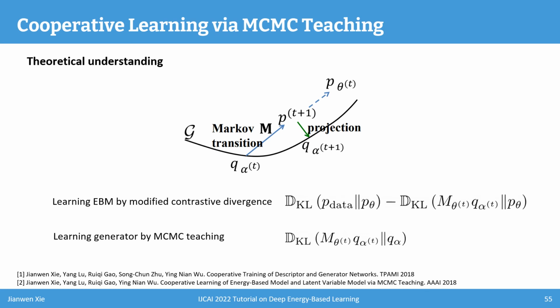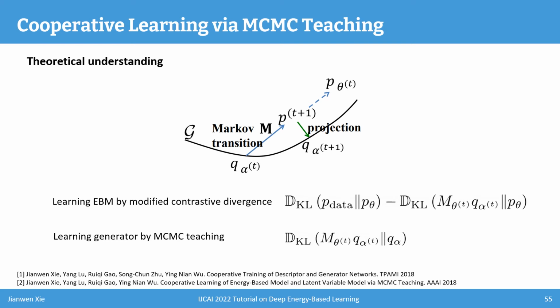The learning gradient of the EBM at iteration t is the gradient of the KL divergence between P data and P theta minus the KL divergence between M Q and P theta. The M Q is the marginal distribution obtained by running the Markov transition M from the generator Q. In the traditional contrastive divergence, P data takes the place of Q alpha in the second KL divergence term, meaning that the Langevin dynamics starts from the data distribution.